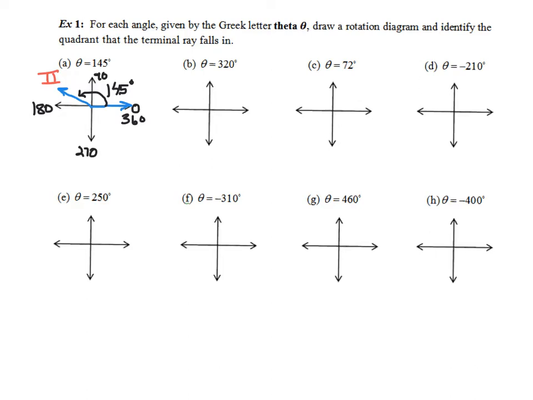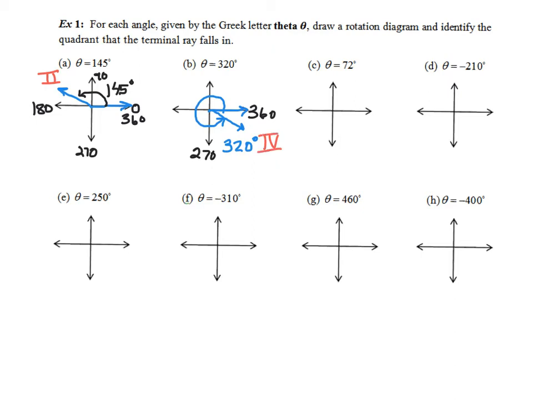Let's try the second example, 320 degrees. There's my initial side. 320 degrees is bigger than 270, but smaller than 360. And it's just barely past halfway. So from my initial side, I'm going to go about here. But make sure that you're going in a positive counterclockwise direction. So that's 320 degrees. And again, always show the direction that you're doing your arc. Where did I end this one? This is quadrant number 4.